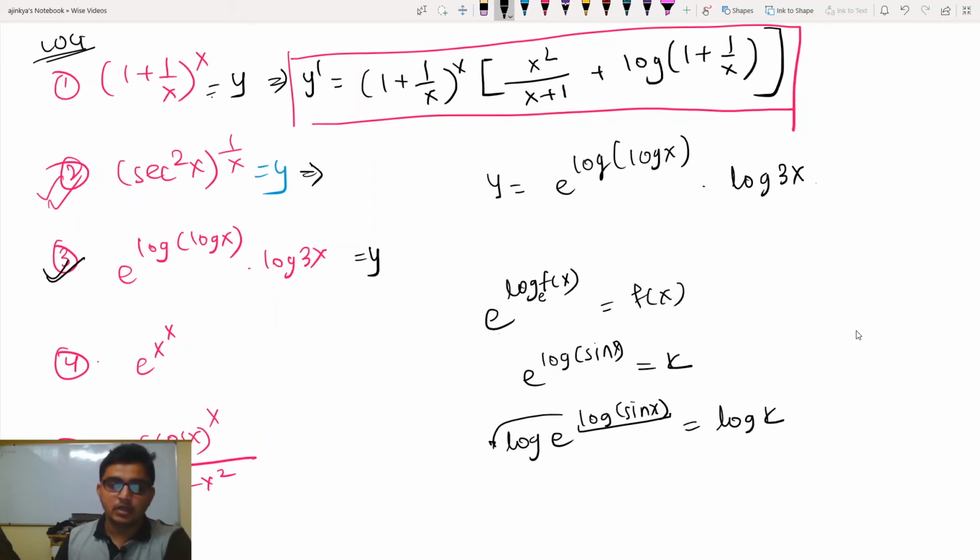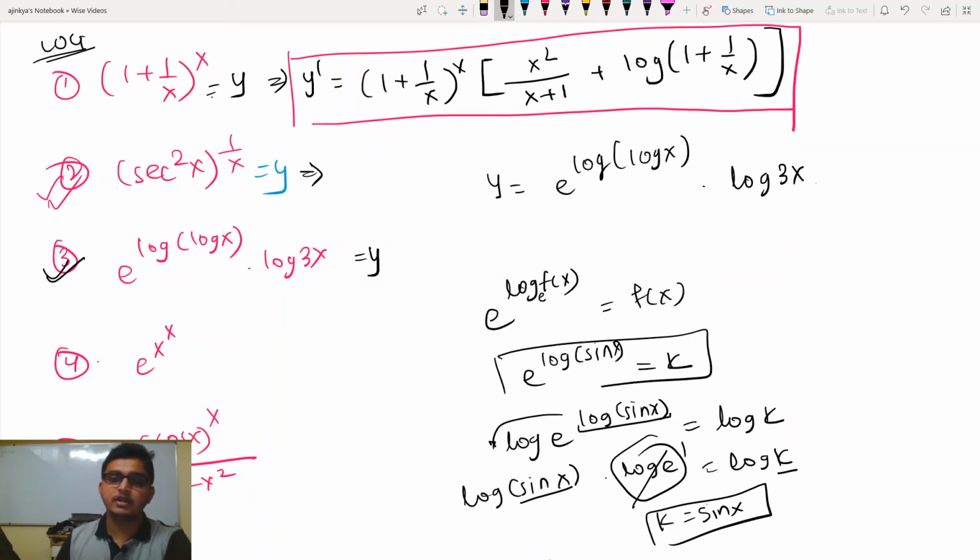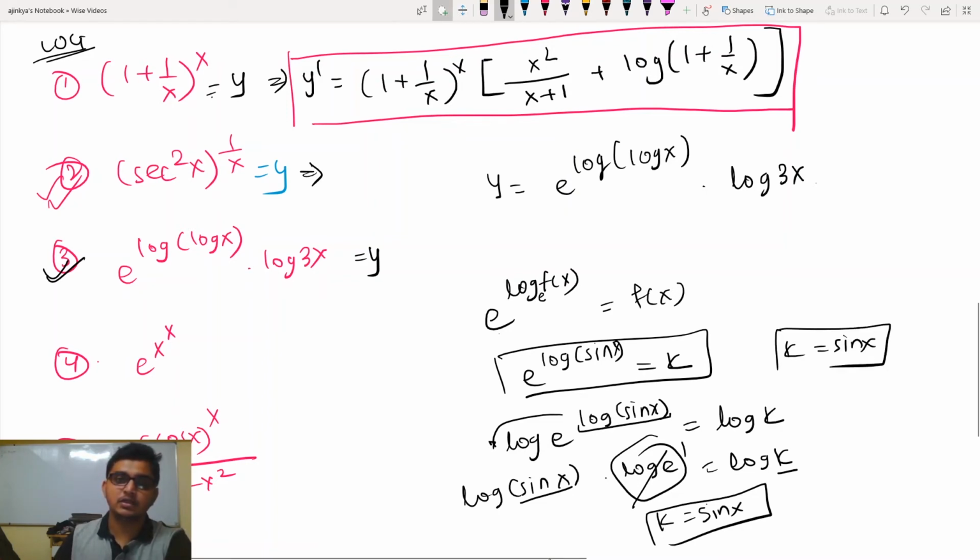So it will be log of sin of x times log of e equals log of k. But we know that log of e is nothing but 1. Then we have log of sin of x equals log of k, and we have a direct clear answer: k equals sin of x. So hence we have the proof that this function can be directly stated as sin of x. So from this, if we look at the original example which we have, I'll just rub this off.